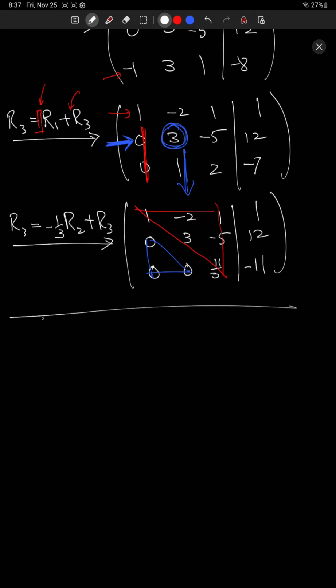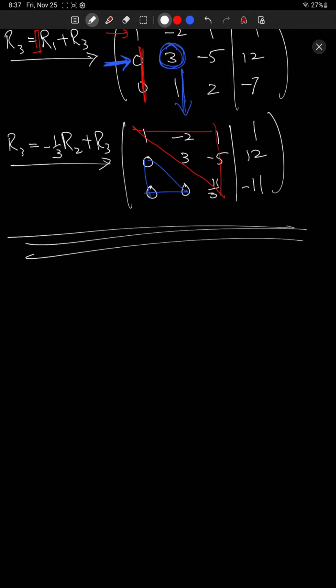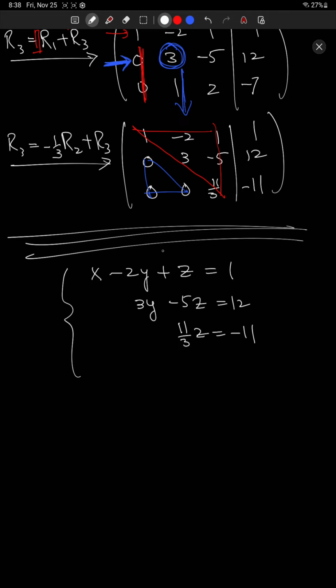Okay, so this is the end of part 1. How do we do part 2? I think the best way to do part 2 is just to translate everything back into variables again, just to make it easier to see what's going on. So, for example, our equation 1 is 1 times x minus 2 times y plus 1 times z equals 1. Our equation 2 is 3 times y minus 5 times z equals 12. Our equation 3 is 11/3 z is equal to minus 11. All right, we call this back substitution.